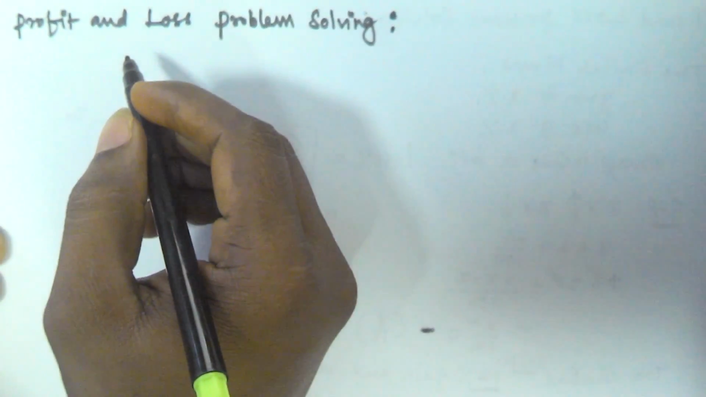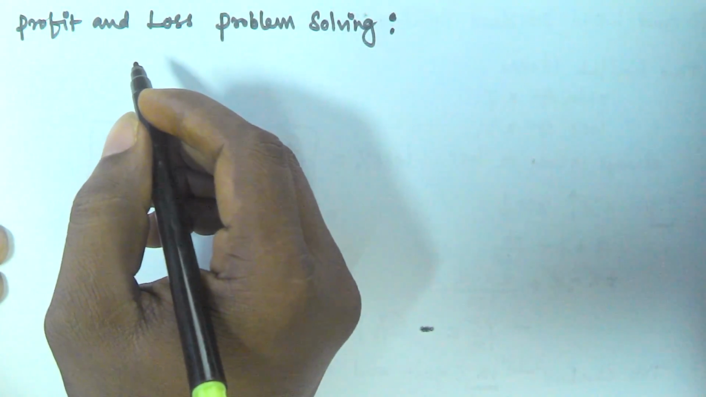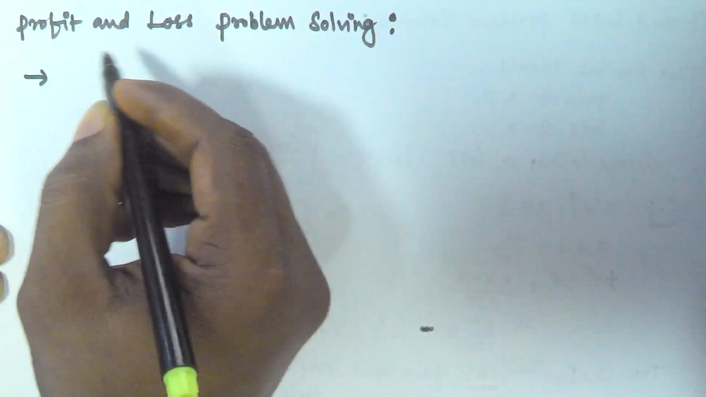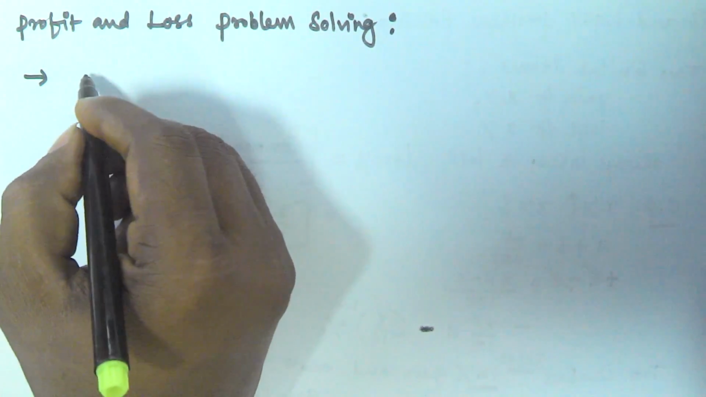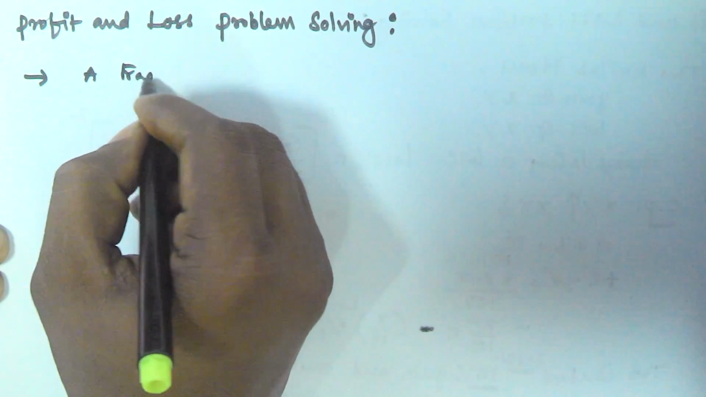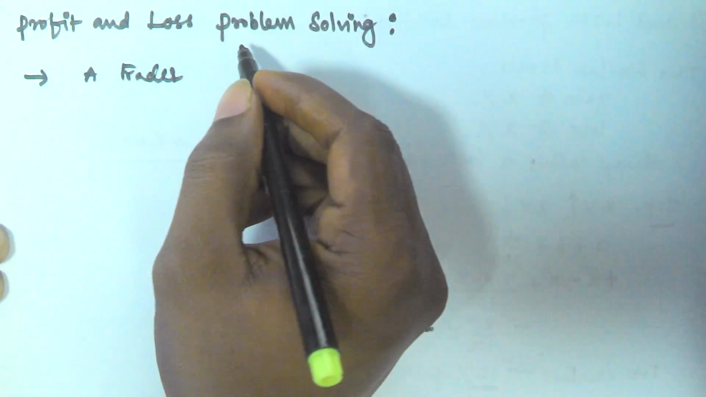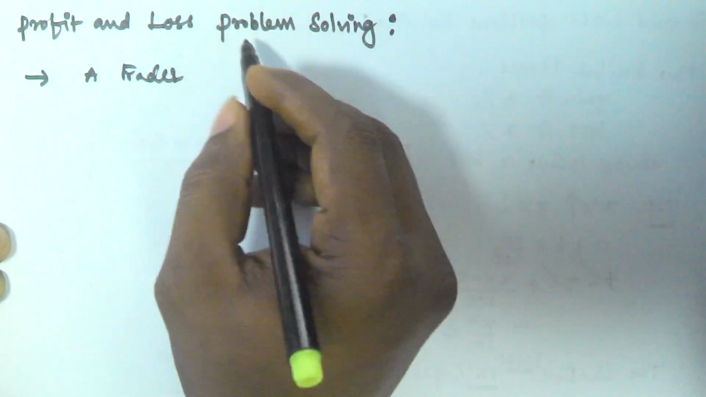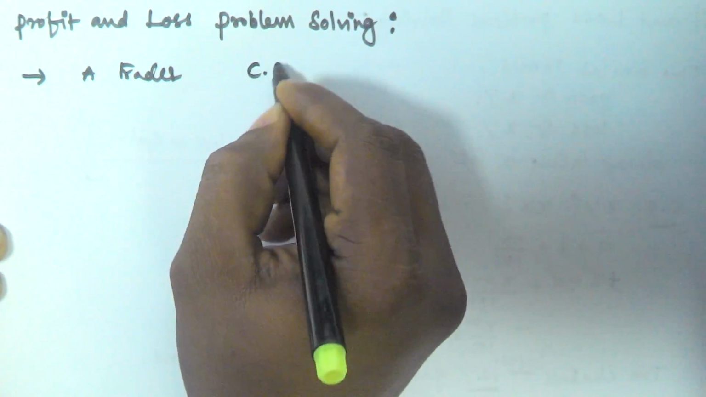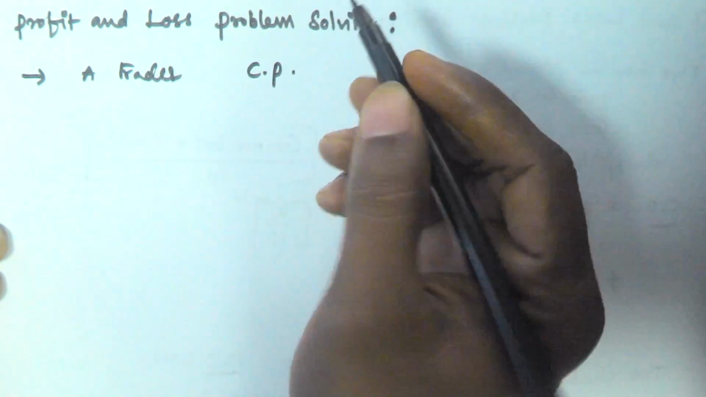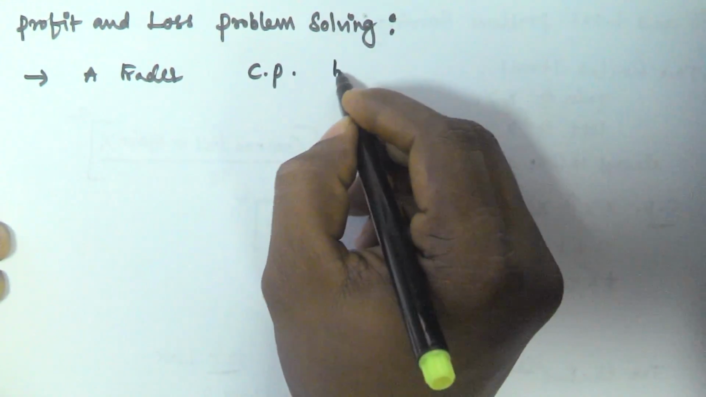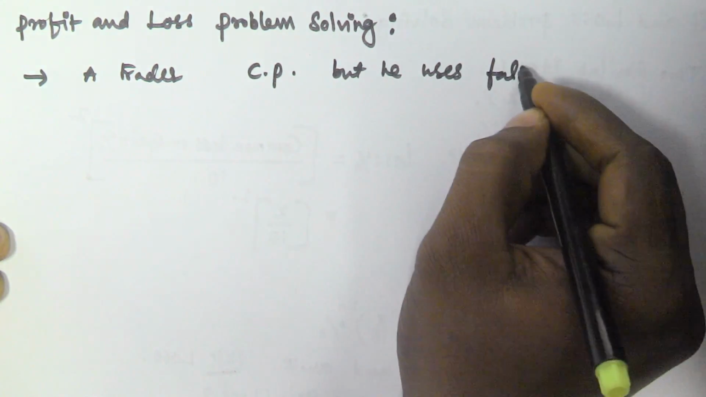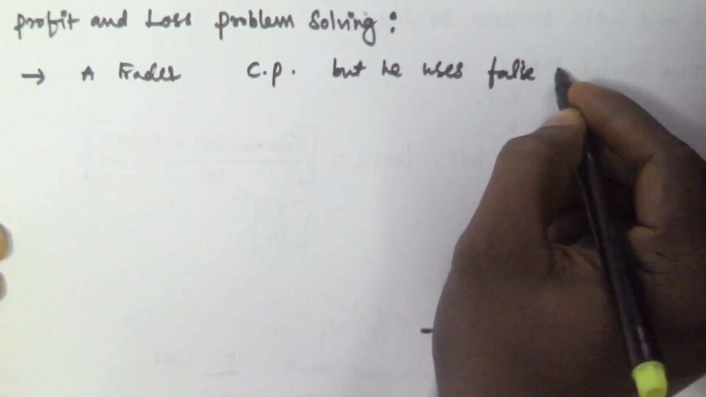Hello friends, in this video we will see a very important problem related to profit and loss. For example, a trader professes to sell his goods at the cost price. He professes to sell his goods at a certain cost price, but actually he uses a false weight.